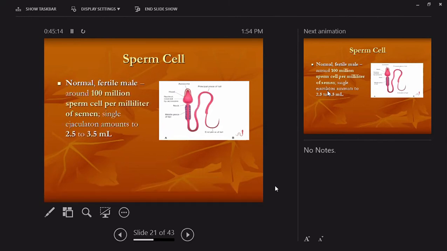The normal fertile male has around 100 million sperm cells per milliliter of semen. Okay, millionaires tayo, billionaires, no? A single ejaculation amounts to 2.5 to 3.5 ml. So if you ejaculate 3 ml times 100 million per ml, you will have 300 million per ejaculation at 3 ml.